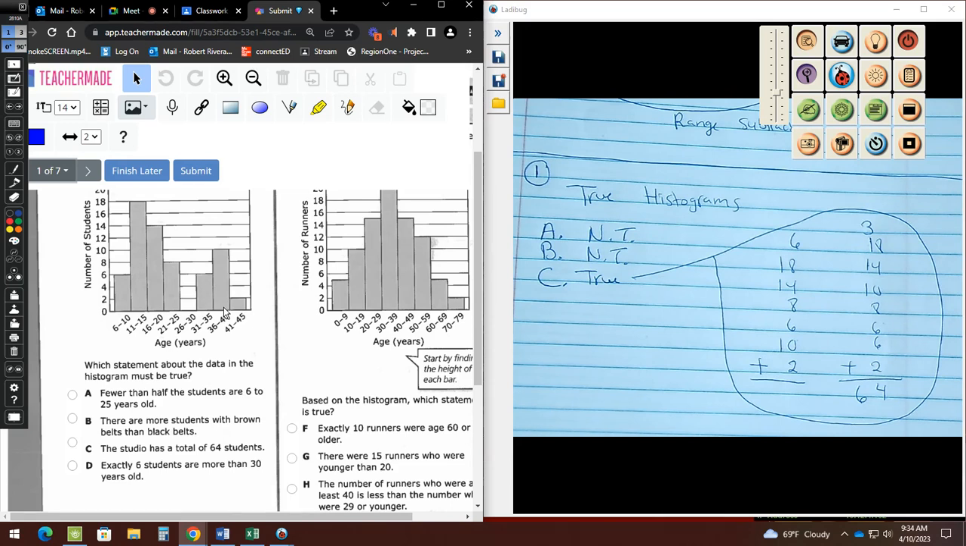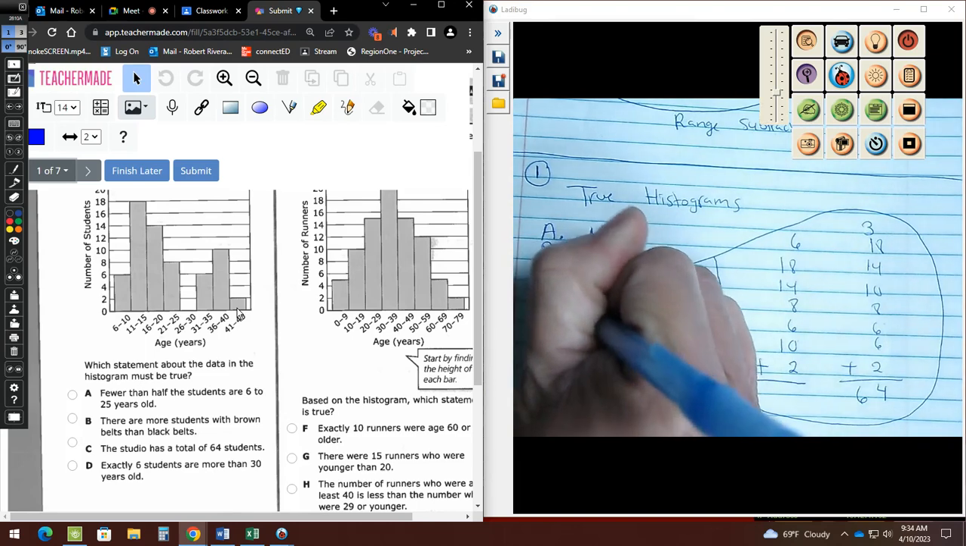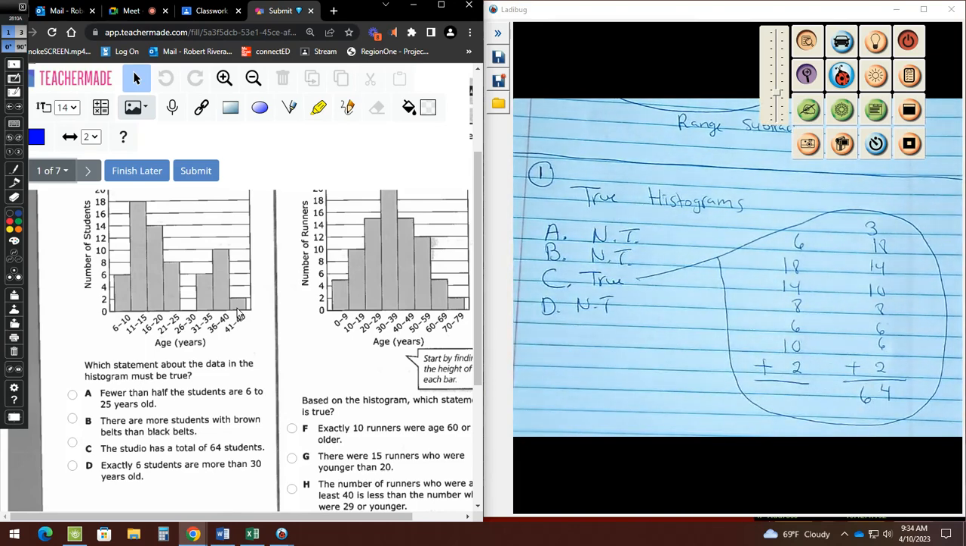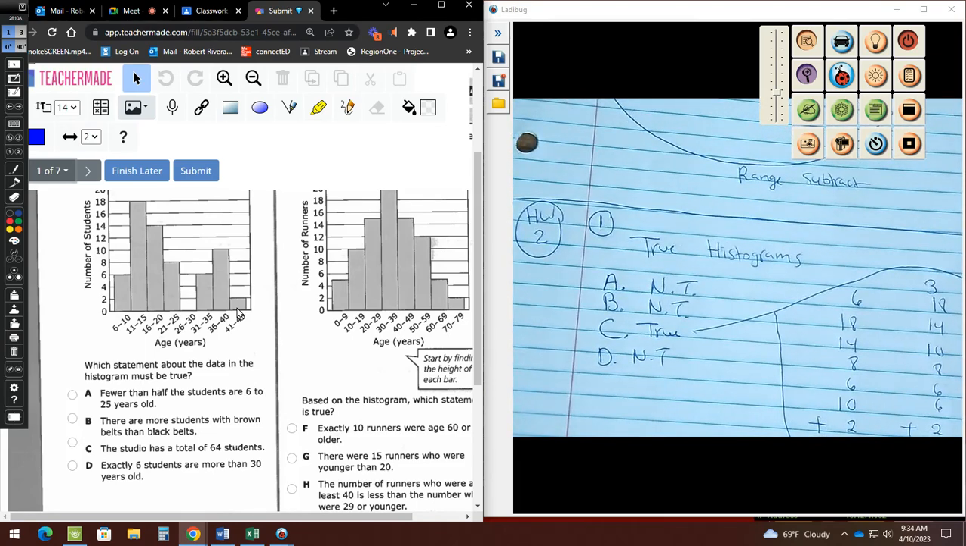Well, they're not even kids or adults, right? So the answer for D is wrong because, yeah, these have 6, but it says more than 30. More than 30 would be this bar, and this bar. There's 3 bars that are more than 30. So that's why letter D is wrong. We can't miss this type of questions in the start, guys, okay? So number 1, the answer would be C.